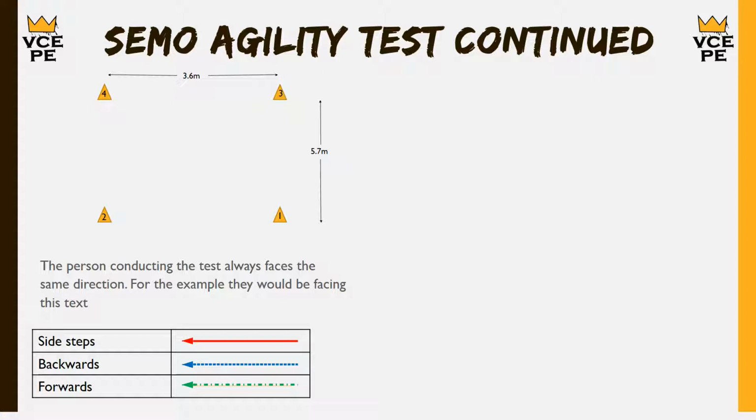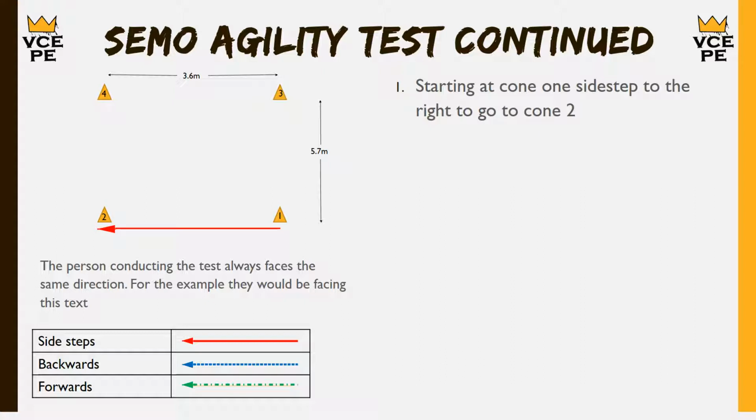So as you can see here, all it takes is 4 cones and a stopwatch. So the cones are put in a rectangle like that, so 5.7 meters between cone 1 and 3, and 3.6 between 4 and 3, and you've got your rectangle there. As I mentioned before, the athlete needs to be facing in the same direction. So this is a bird's eye image of our little test area, and we're going to imagine that the athlete is looking towards the writing, okay? Towards where those arrows are and things like that. So the key down there is that a red arrow is someone doing side steps, the blue dotted line is running backwards, and the green one is moving forwards.